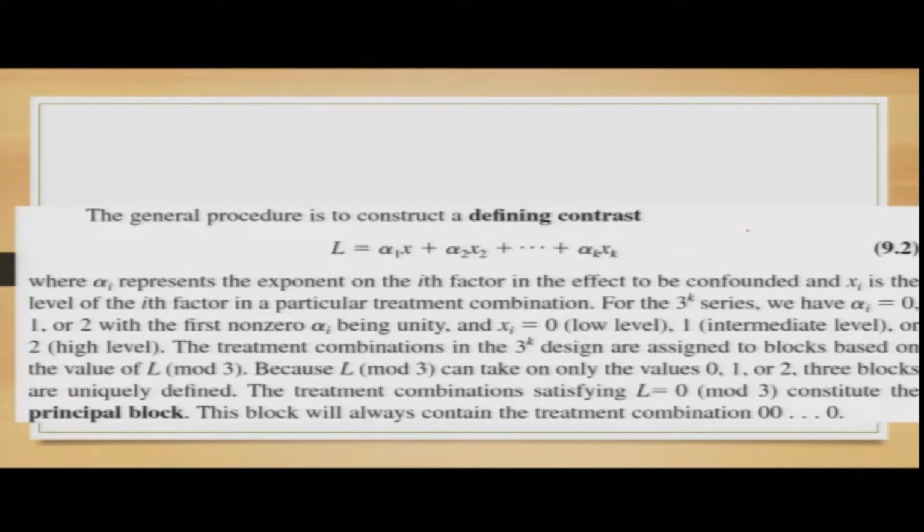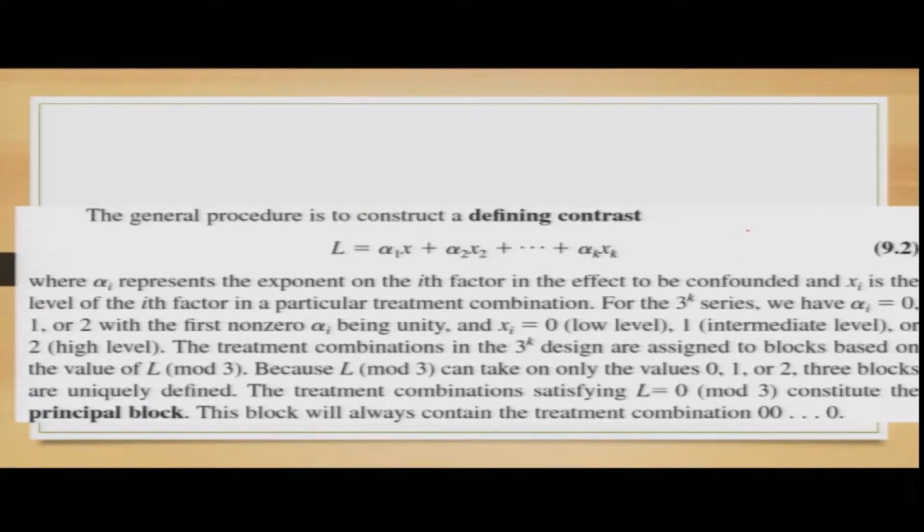So, the general procedure is to construct a defining constant. Here alpha i represents the exponent in the ith factor in the effect to be compounded, and xi is the level of the ith factor in a particular treatment combination. Thus, for the 3 to the power k series, alpha i is basically the factor that would decide the level of importance we are going to give.